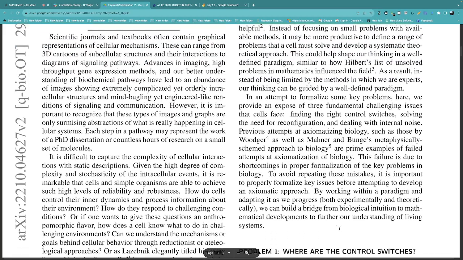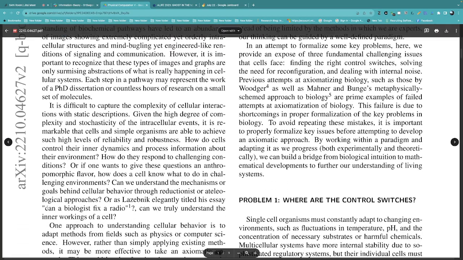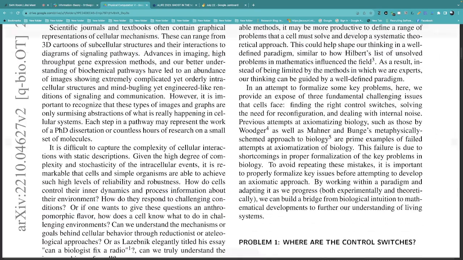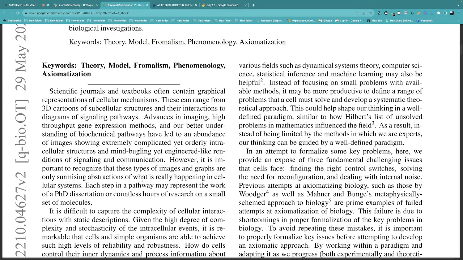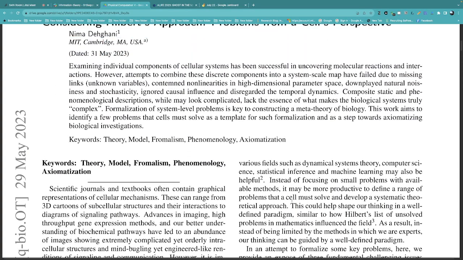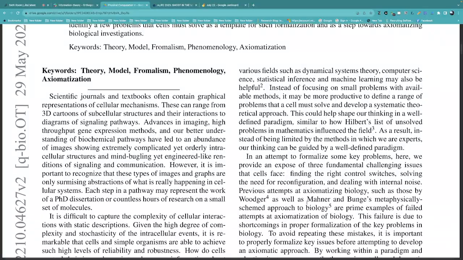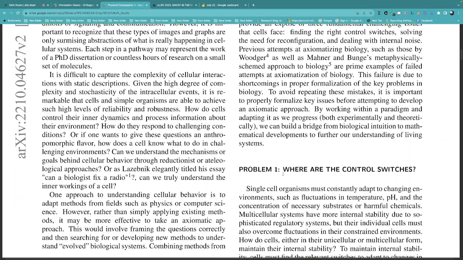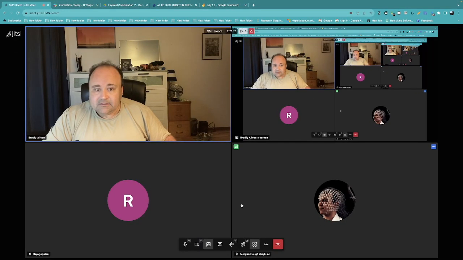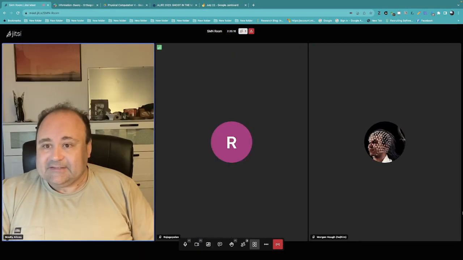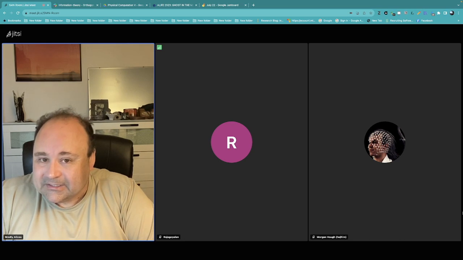He goes through a lot of this, and actually talks about the paper, Can a Biologist Fix a Radio? In that, can we truly understand the inner workings of a cell? The argument here is that you may be able to do it, but you have to have the right system to capture these things. So this is talking about some of these axiomatic approaches and how previous approaches failed, but this approach might actually work. So that's all I have to say on that topic.